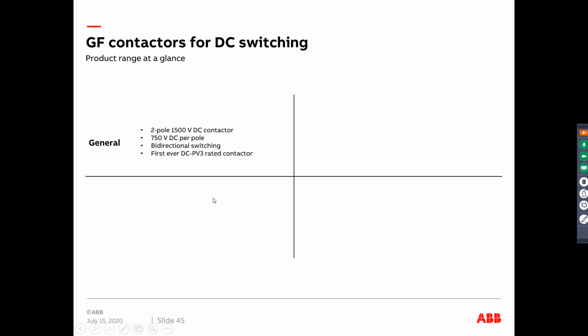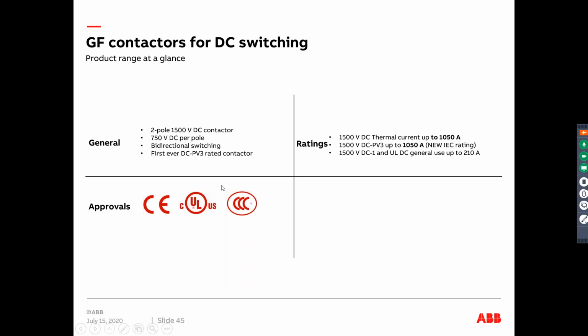So in short, it is a general 2 pole, 1500 volt DC contactor, 750 volts per pole, with bidirectional switching, the first ever DC PV3 rated contactor. No one has it at the moment. They might be thinking of it after looking at our product. There are 2 sizes, GF 875 and GF 1050, and of course we have approvals. The same contactor is approved for CCC, and we have certifications for UL and IEC as well.